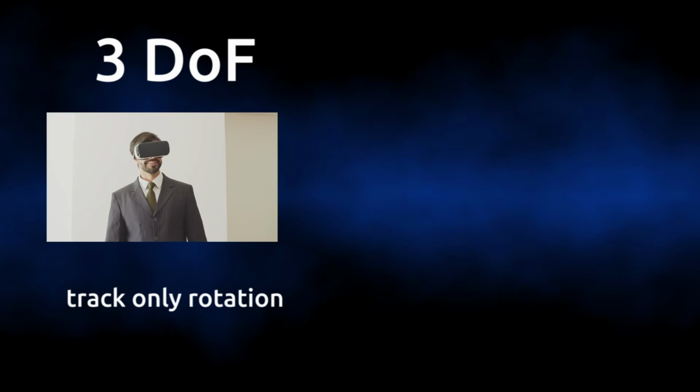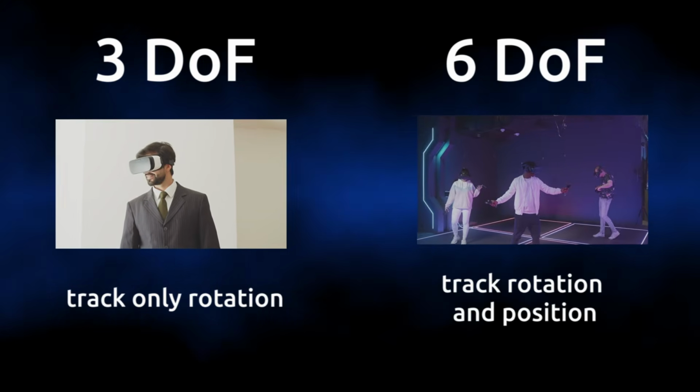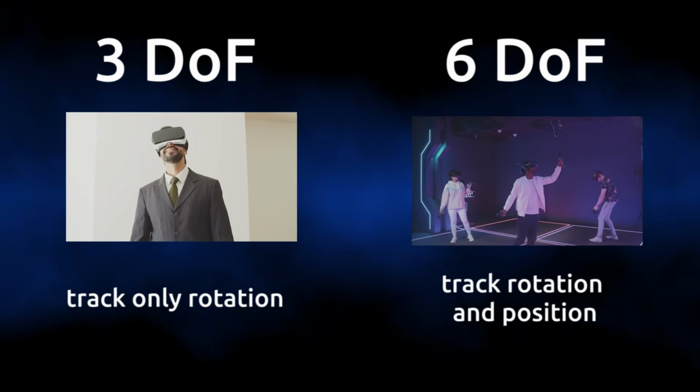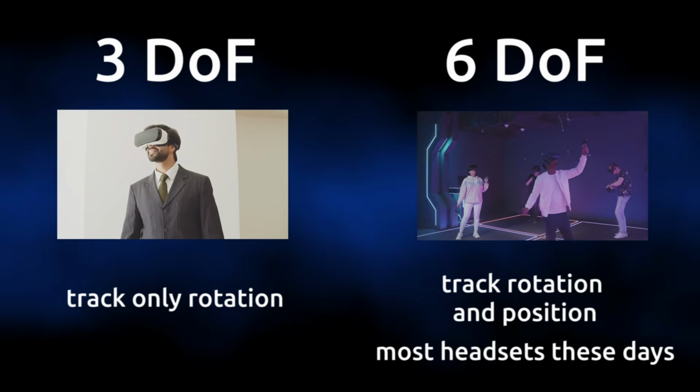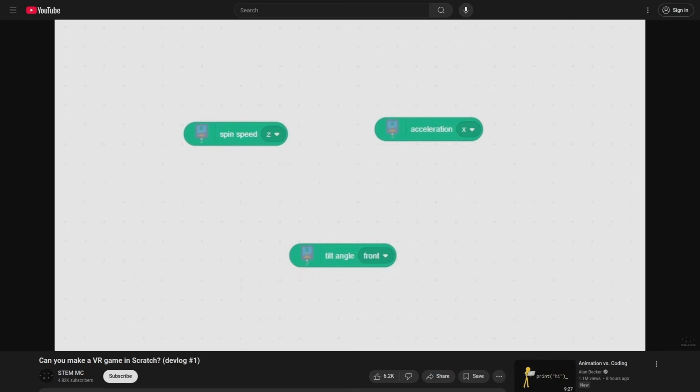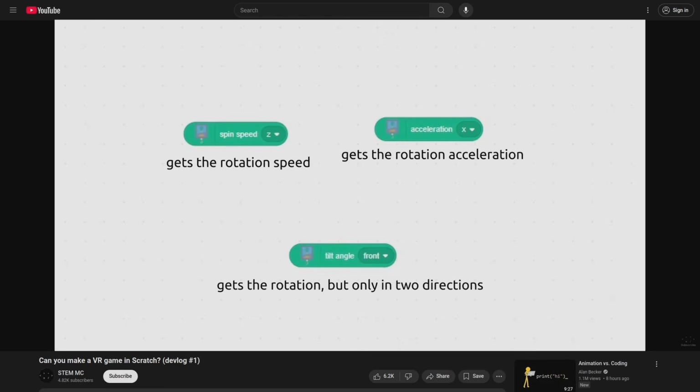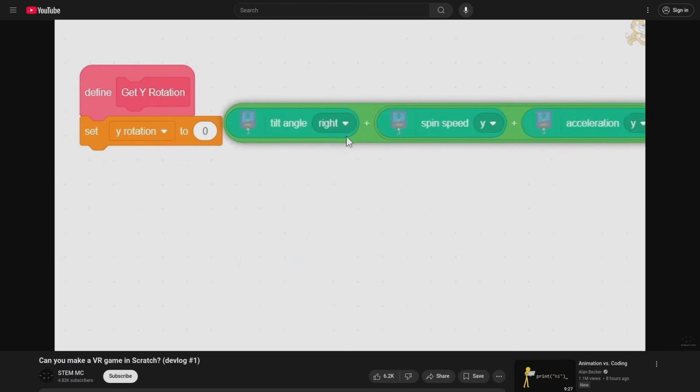You see, VR headsets have either 3 degrees of freedom, which track rotation in 3 axes, or 6 degrees of freedom, which track not only the 3 axes of rotation, but also position. Most modern headsets fall under the second category, but getting 3 degrees of freedom in native Scratch is already a challenge. So that's our current goal.